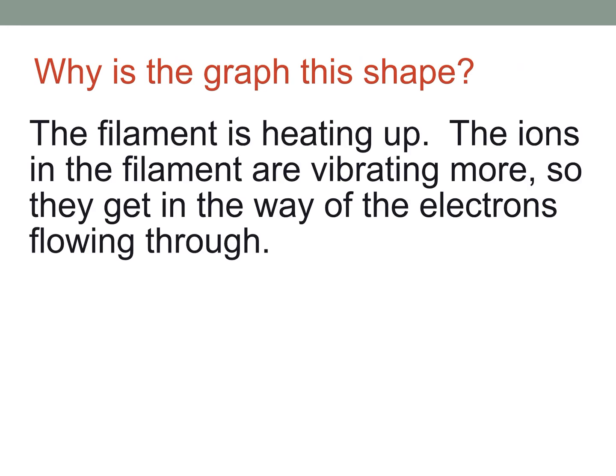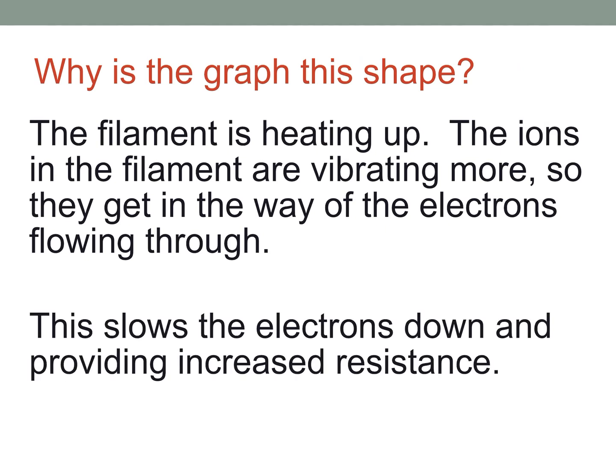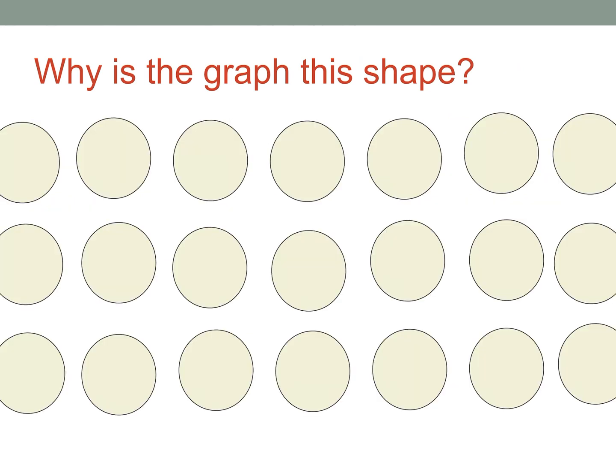And moving on, why is the graph this shape? The filament is heating up. The ions in the filament are vibrating more, so they get in the way of the electrons flowing through. It slows the electrons down and provides increased resistance. Lovely, so again, let's just do here, we've got some electrons flowing through. As it heats up, the ions start to vibrate. Here you go, there's a little bit of vibration.